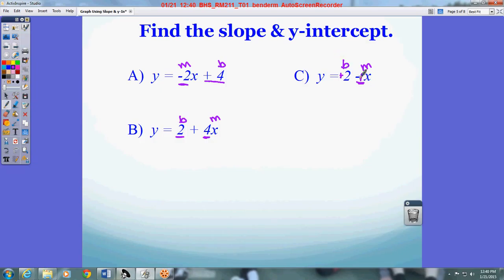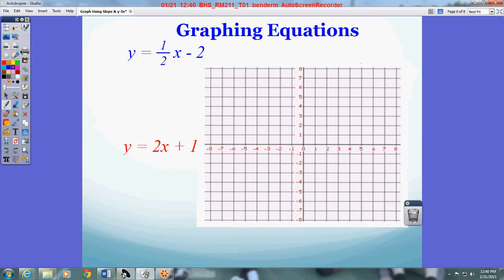Now once I find my m and my b, I can use those to help me graph without using all those tables. So if we take a look at our first example in blue, we have y equals 1/2 x minus 2. So the first thing we're going to do is pull out what the m and the b are. So starting with my m, remember m is always that number in front of x. So it ends up being 1 over 2. This is rise over run. And my b is, in this case, a negative 2.